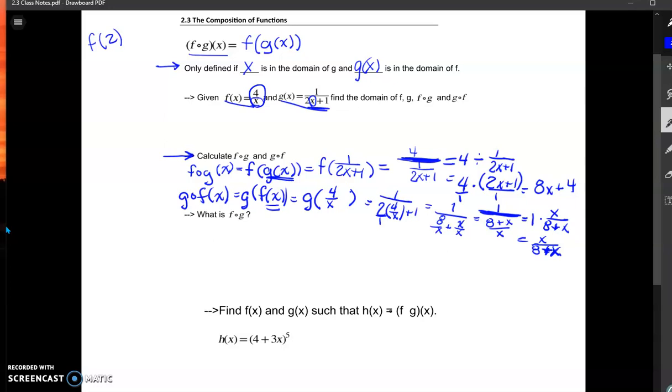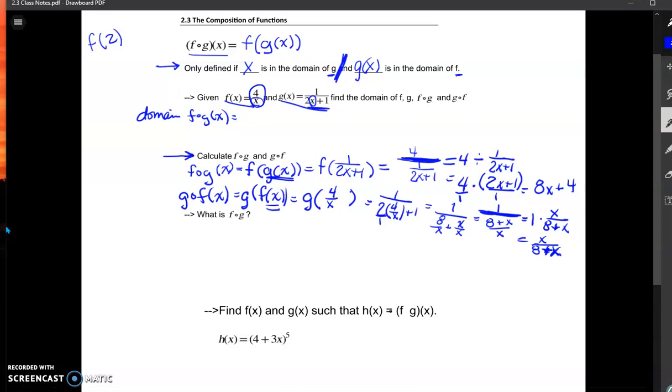Okay, so what is the domain of these? So let's start with the first one. Domain of f of g of x. There's 2 parts. See this "and" sign up here in the definition? X has to be in the domain of g, and g of x has to be in the domain of f. So let's start with this first one. X has to be in the domain of g.